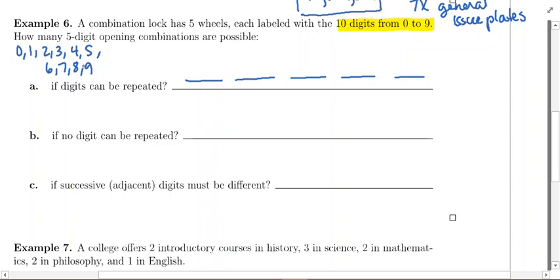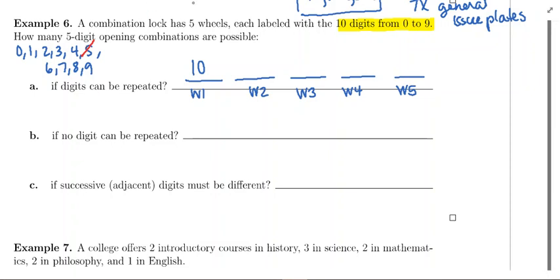And repetition is allowed in part A. So I'll say this is wheel 1, wheel 2, wheel 3, wheel 4, and wheel 5. For wheel number 1, you can pick any of these digits. There are 10 possible numbers to choose from. Then, moving on to set your combination, you go to wheel number 2. Digits can be repeated, so even if in the first wheel you chose a 5, it doesn't matter. You can still choose the 5 again.